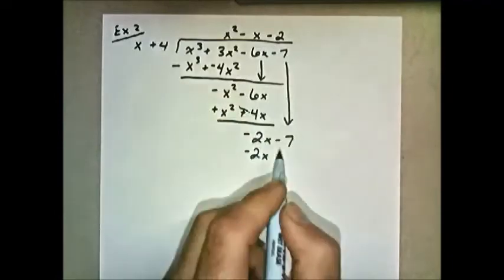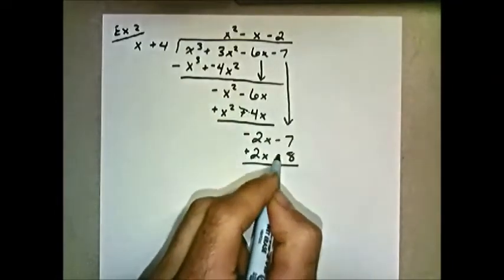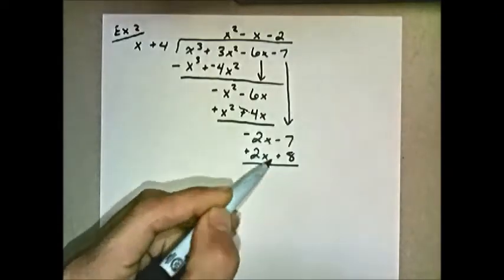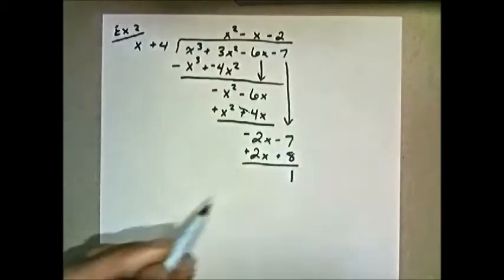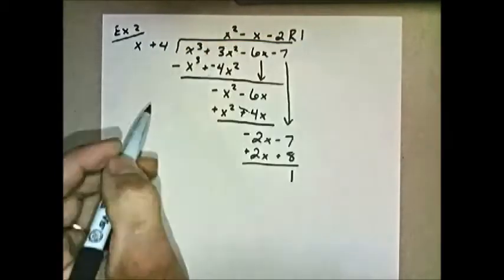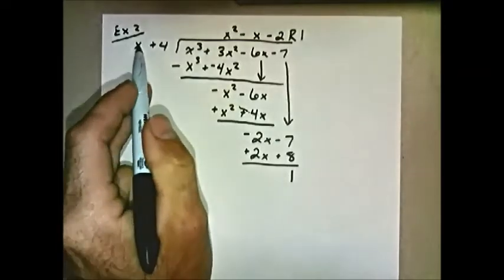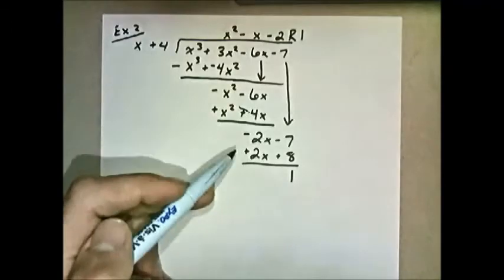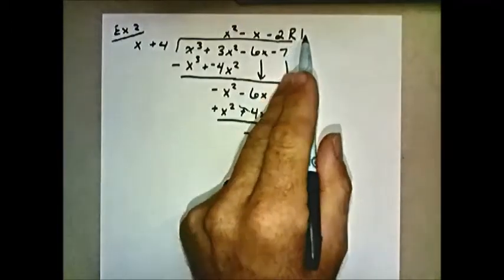Negative 2 times positive 4 gives us negative 8. Changing our signs, again, we should see this first term cancel out, which it does. Negative 7 plus 8 is 1. So we get a remainder of 1 since x does not go into 1. If we ask ourselves what times x gives us 1, we couldn't answer that question. So we have a remainder 1.